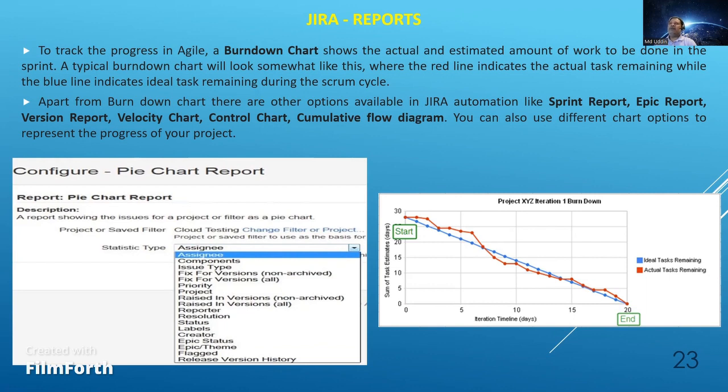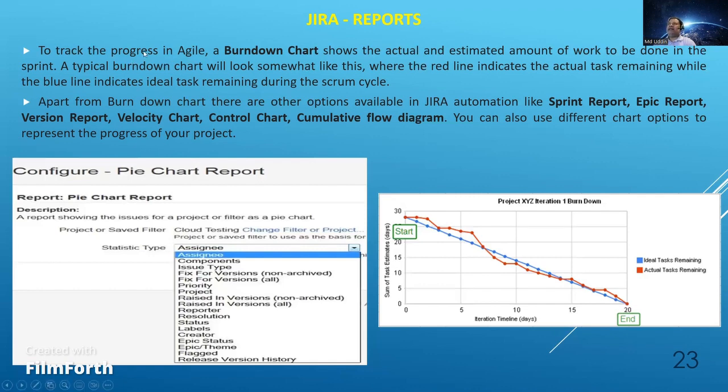Or you can have a project's burn down, like at the end of all the sprints, the total may be 6 sprints. So within these 6 sprints, how much time has been taken, how many issues have been created, how many bugs have been found, how much time has been spent, all these things.